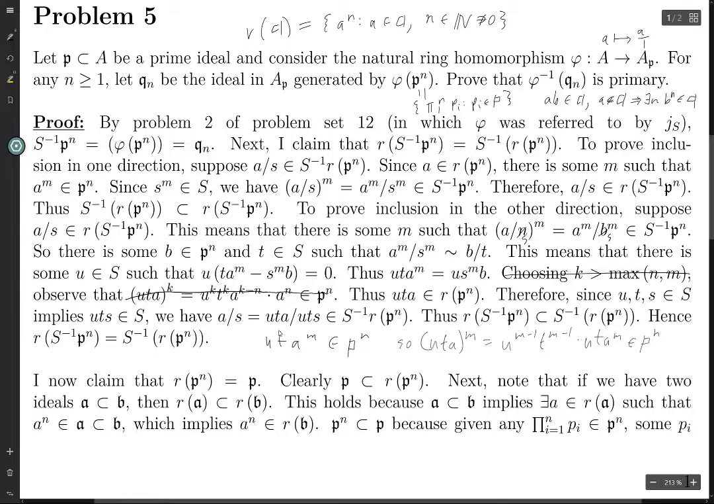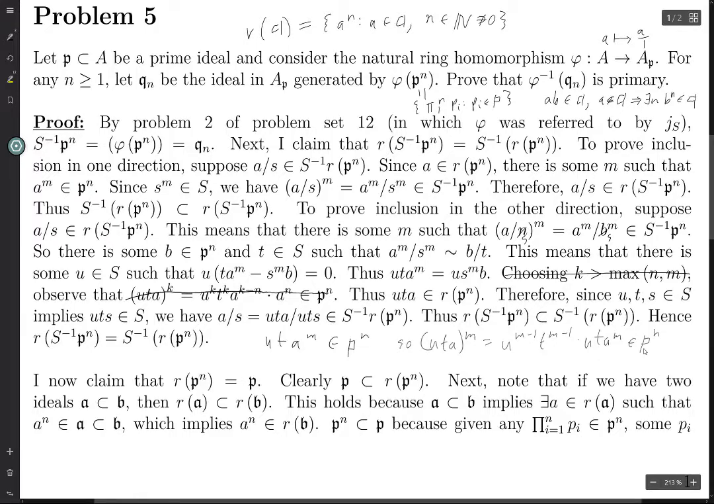It's because of this thing. Okay? So therefore, since UT and S are in S, the product is as well. So you take A over S and you multiply on the top and bottom by U over T, or by U times T. Then you get UTA on top and UTS on the bottom.